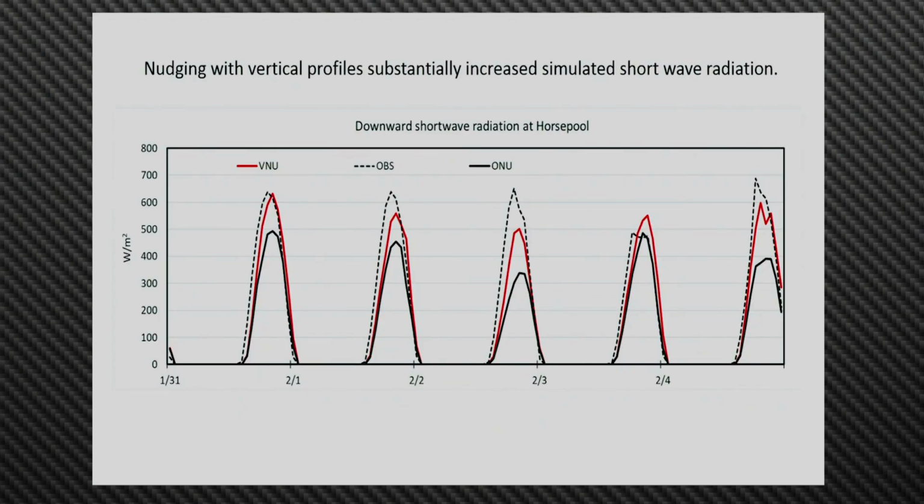Because it reduced the overestimation of warm cloud, it had to increase the shortwave radiation coming down into the basin. You can see here the dashed line is the observed, the real measured data, and the black line is the one nudged only with the surface data. The red one is nudged with both surface and vertical profile, and it really boosts up the shortwave radiation, which is what we want to see.